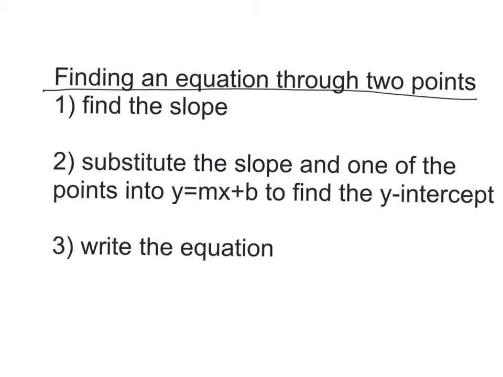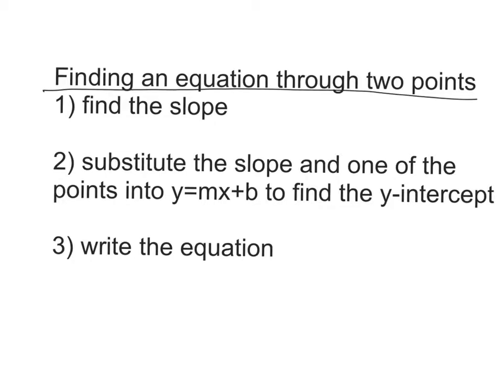One of the things you're going to be asked to do is to find an equation through 2 points. The first thing in order to find your equation is you're going to need to find the slope of the line. And then after that, you can substitute the slope and one of the points into y equals mx plus b to find the y-intercept, and then you can write the equation.